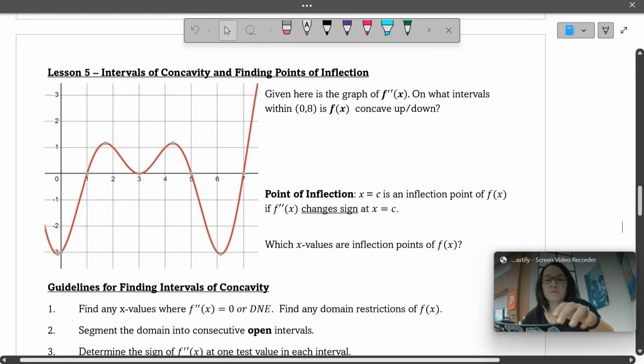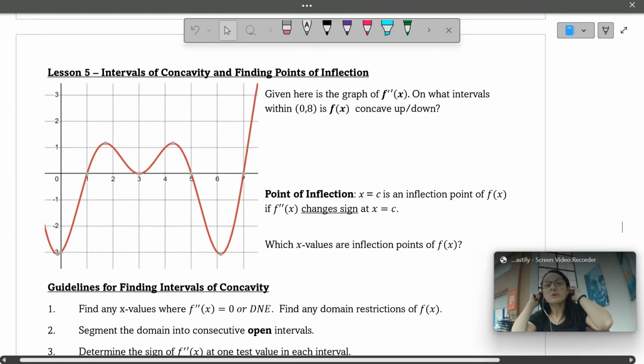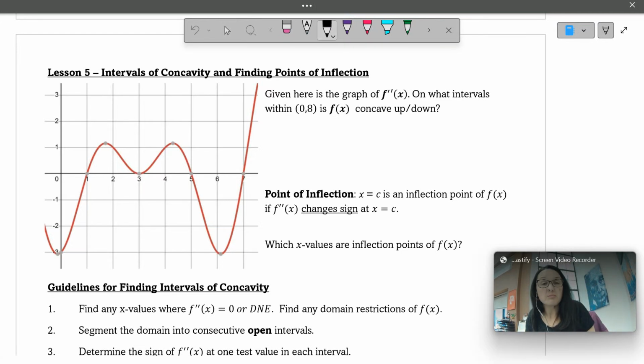Last time you watched a video, it was likely on intervals of increase and decrease, where we found changes in signs of the first derivative of a function. Now we're going to do basically the same thing, except for the second derivative, because we're going to look at concavity. If you compare the notes, they probably look almost identical, because I use some of the same graphs.